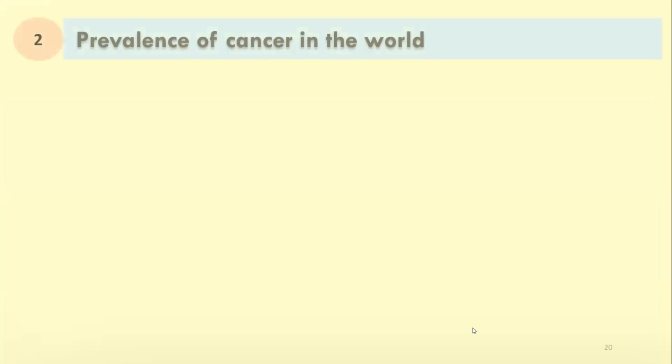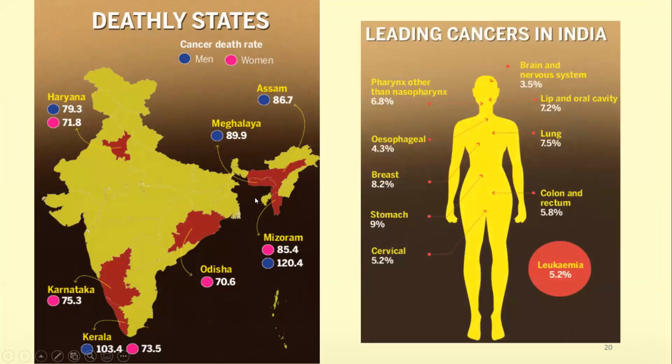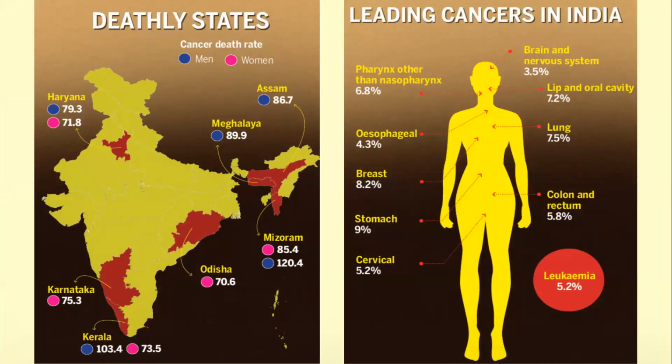And here is some data on states. Haryana is a cancer-prone state. Northeast also. I am lucky that our Tripura is not in this list. And here is another picture by which you can see which types of cancer are highly prevalent. You can see the most common cancer is actually pharynx or nasopharynx.